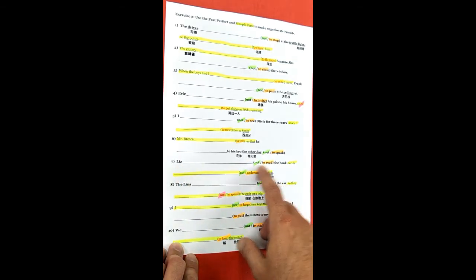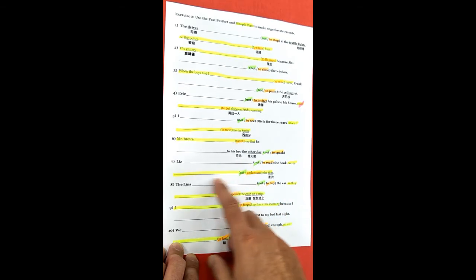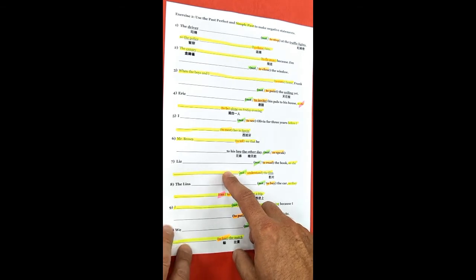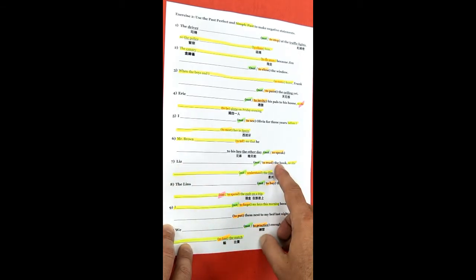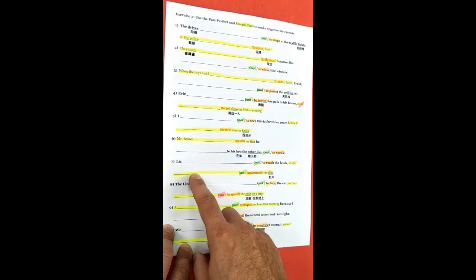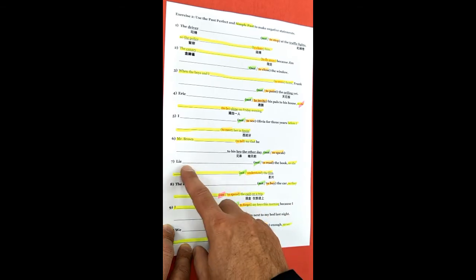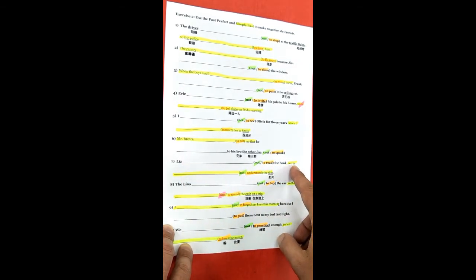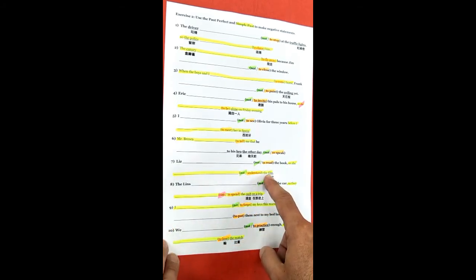7, to read, read. To understand, understood. Liz hadn't read the book, so she didn't understand the film.